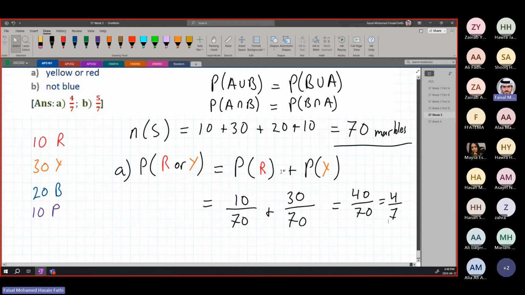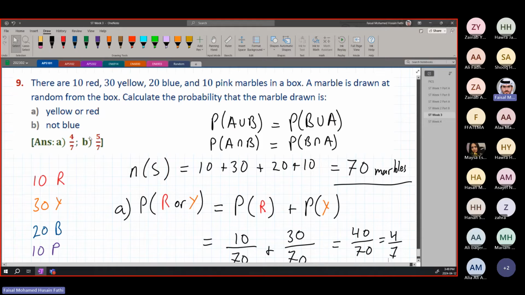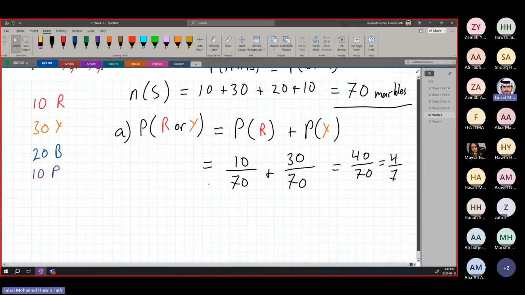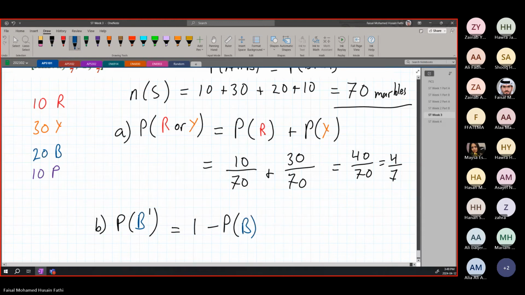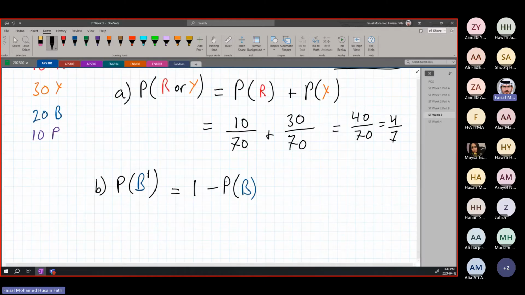Very straightforward, okay? Now it says not blue. Part B says not blue. So P of blue not. We know that the probability of not something is equal to 1 minus the probability of that something. So we know that B not, okay, this is B not. Very important. So we can find the probability of B, and then we can instantly find the probability of not B.